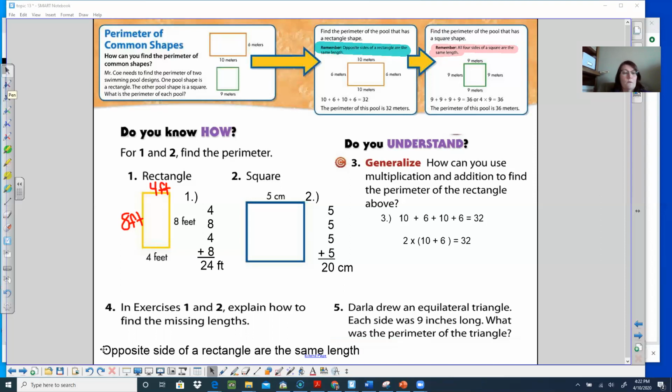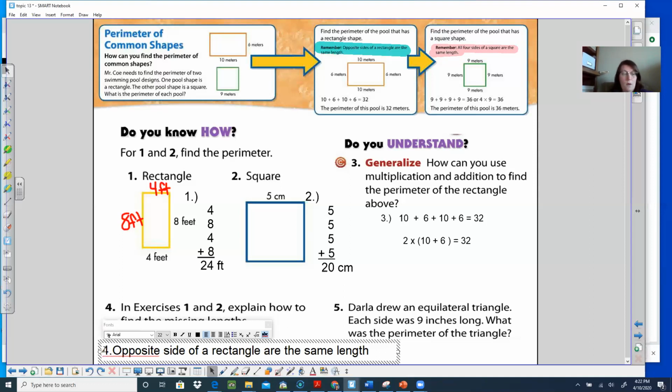Oh, I should have numbered this. There we go. So number 4. And hopefully you're looking up at the pink spot because that's what we're going to type now. We're going to type the pink stuff. So all 4 sides of a square, and I will slide it so you can see it better when I'm done typing, are the same length.